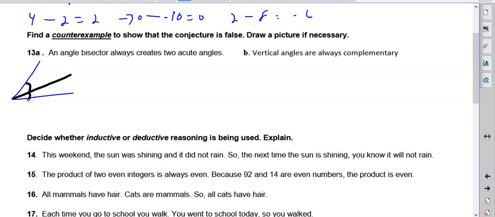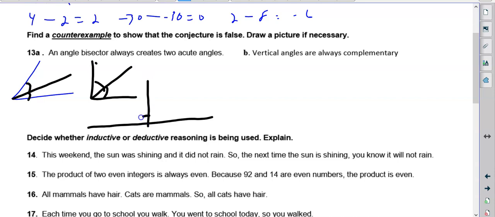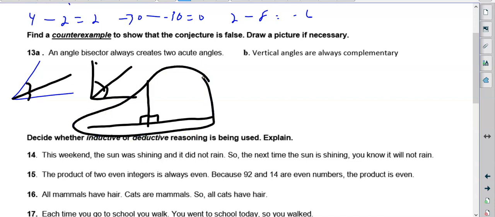Yeah, those are both acute. All right. And you could do that multiple times. Let's say even if you did a 90, okay, 45, 45. But this is an angle right here. That's 180 degrees. And if I bisect it into 2 90-degree angles, which are not acute. So right here, I have my counterexample.